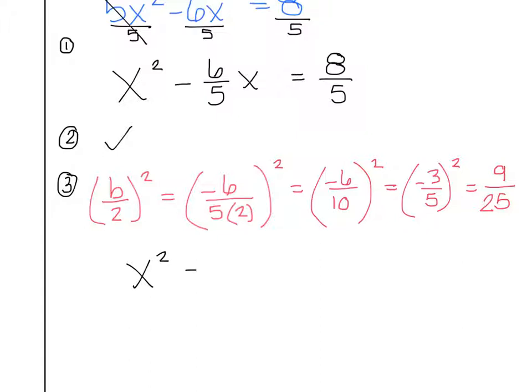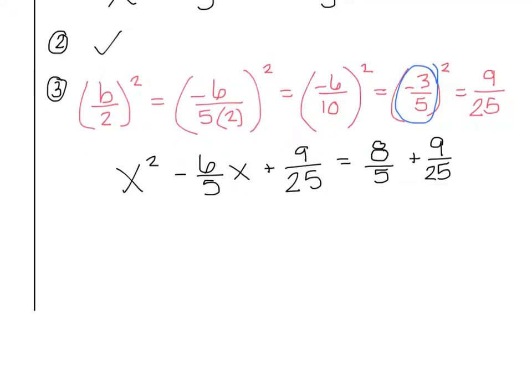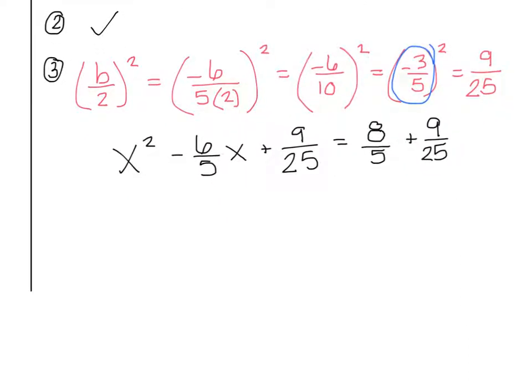X squared minus 6 over 5x plus 9 over 25 equals... I thought you had to do it before you squared it. That's the next step. We are going to use that negative 3 over 5 though. 8 over 5 plus 9 over 25. Okay, so that's step 3.